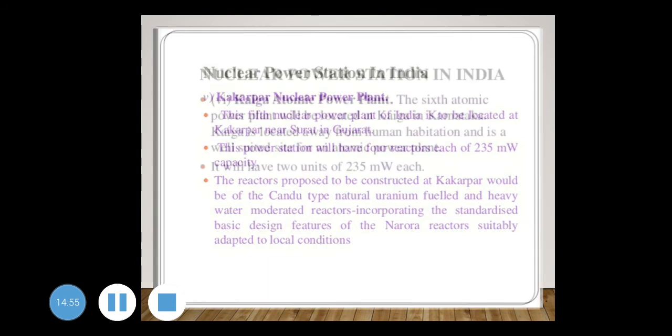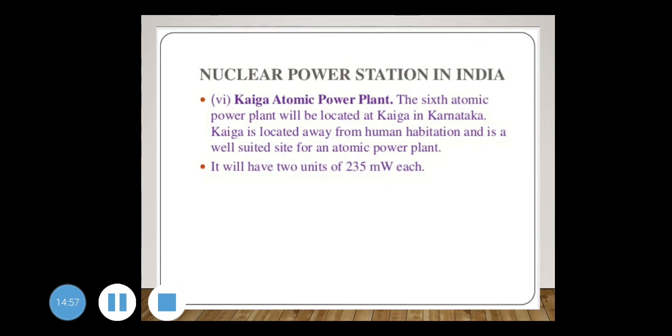Now that is the Kaiga Atomic Power Plant. The Kaiga Atomic Power Plant is placed in Karnataka. It also has two units, and each unit has a capacity of 235 megawatts. These are the nuclear power stations placed in India.